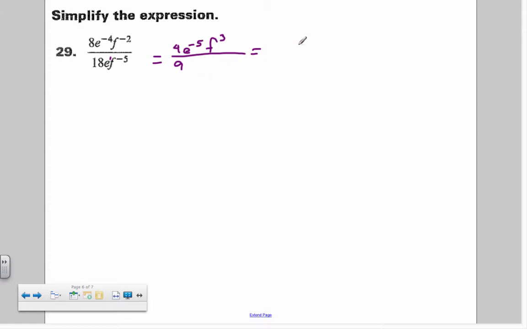Okay, so I'm just going to rewrite this real quick just to make sure that I don't have any negative powers left in my expression. So I'm going to have 4 on the top, f to the 3rd power stays on the top, 9 stays on the bottom, and I'm going to move that e to the negative 5th power to the bottom so that my exponent is now positive. So now I have 4 f to the 3rd power over 9 e to the 5th, and that is simplified.